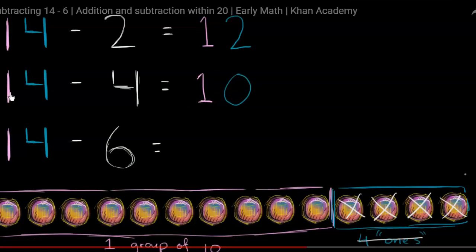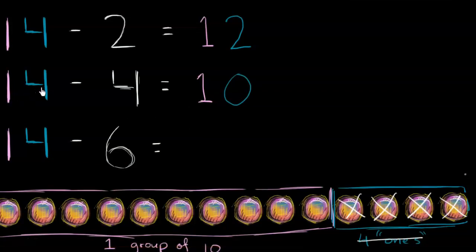And that makes sense. 14 is 10 plus 4. And now we're subtracting 4 to get 10. Let me write this down. This is the same thing. 14 is 10 plus 4. And then we're going to subtract 4. So if you have 10 plus 4 minus 4, well, the 4 minus 4 is going to be 0. You're going to be left with 10 plus 0, or just 10.